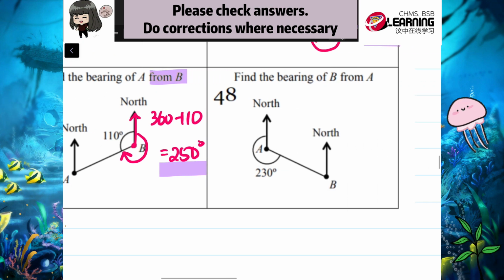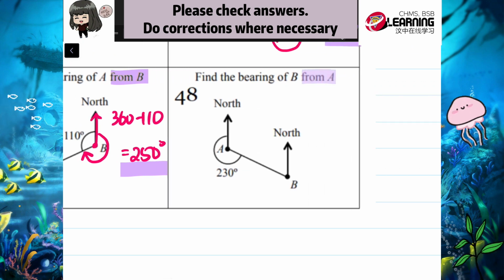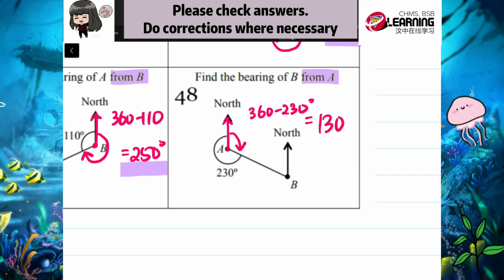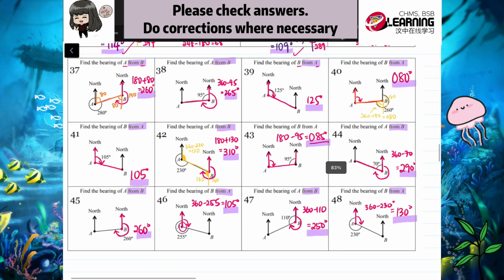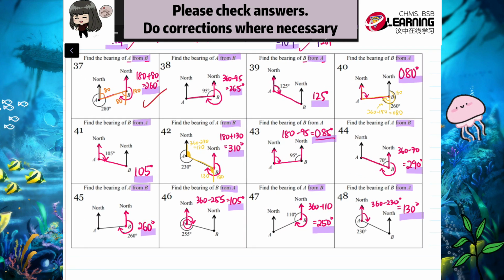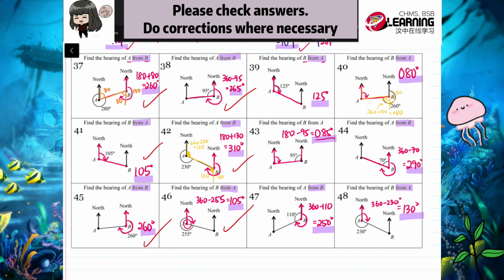Okay, question 48, find the bearing of B from A. Okay, from A. So from A here, all the way go here. So here is 360 minus 230. So you get 130 degree. Okay, explain this very fast. So don't forget to tick your answer. Okay, tick all your answers.